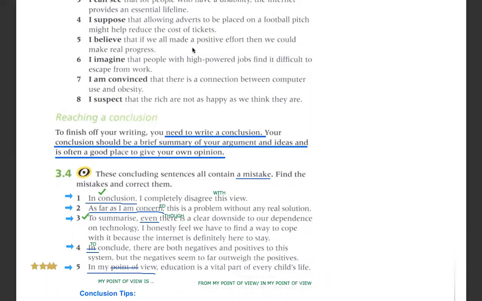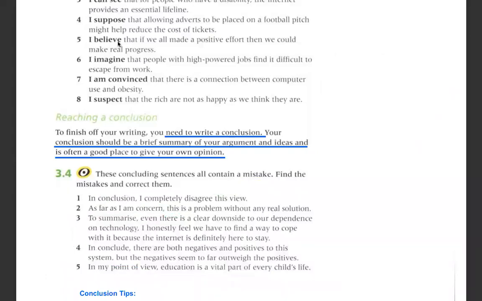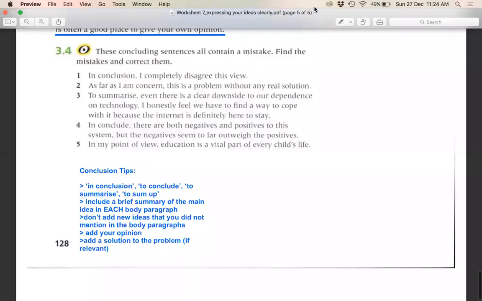Okay. Both of these are incorrect. We say, in my view, education is a vital part of every child's life. So please remember that. You'll lose marks if you use these phrases. Right, I know we've gone over time, but I quickly want to give you some tips for conclusions.